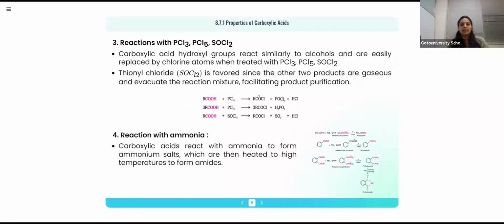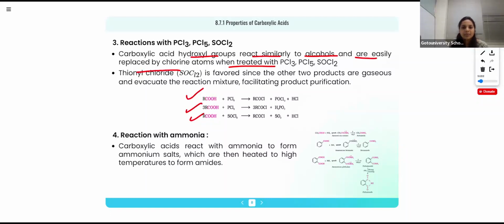Okay. Next one. Reaction with PCl3, PCl5 and SOCl2. How do these carboxylic acids react with phosphorus trichloride, phosphorus pentachloride and thionyl chloride? See, the carboxylic acid hydroxyl group reacts similarly to alcohols and is easily replaced by chlorine. This reaction you have to memorize. Acid reacting with PCl5 gives RCOCl plus POCl3 plus HCl.